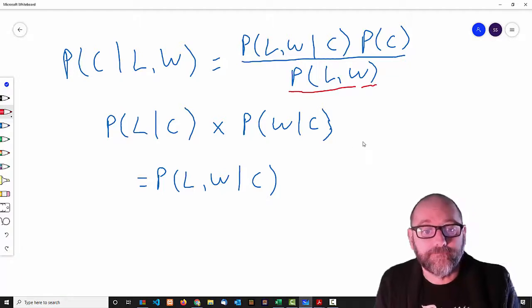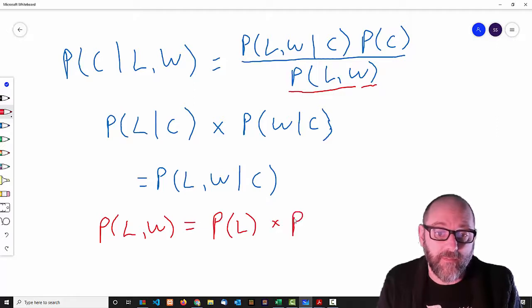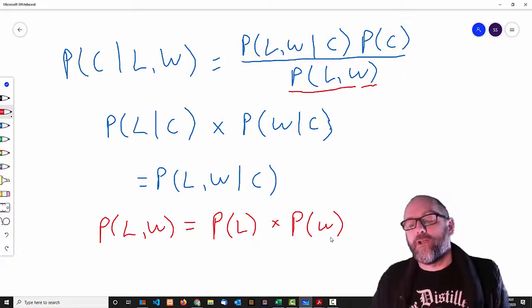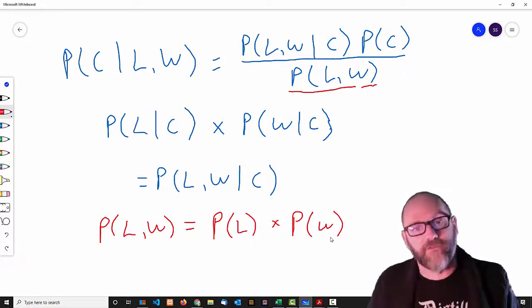So to get this, the probability of just getting that length and that width is equal to the probability of getting that length times the probability of getting that width. So we just multiply them together. And why is this naive? Because it's almost certainly not true. It's definitely not true in this data.